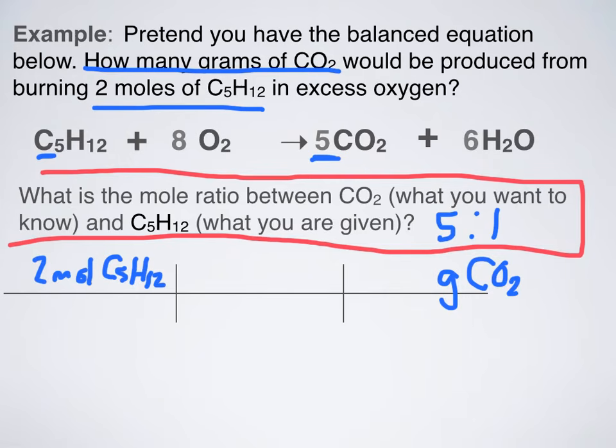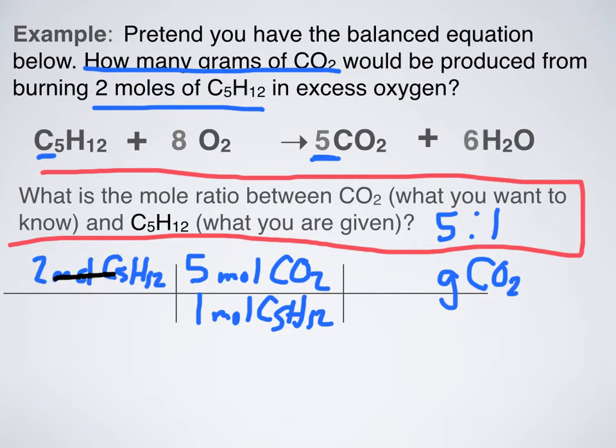To go from moles of one substance to moles of something else, that's when I use my mole ratio. So I'm going to use my 5:1 ratio first. All right, and that's moles of CO2 and moles of C5H12. Why did I need to do that first? Because I want my moles of C5H12 to cancel with moles of C5H12. Okay, so again, we have to think through this process.